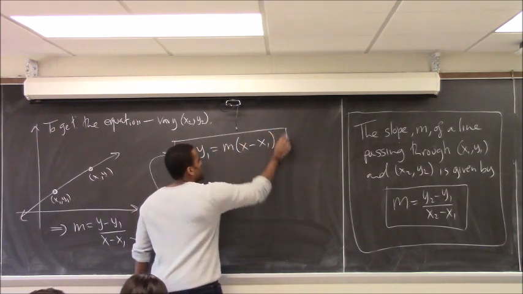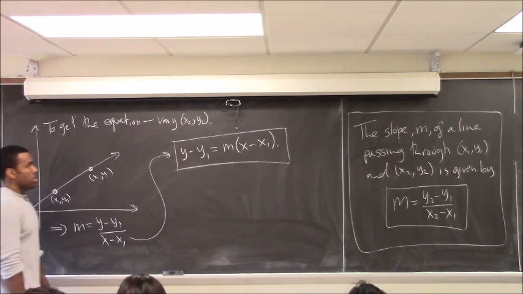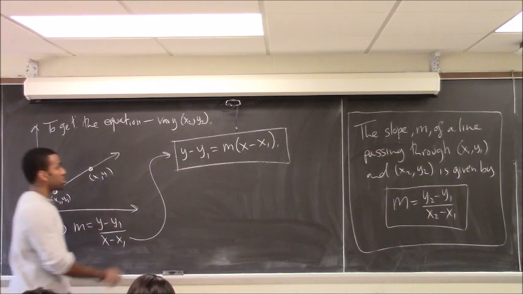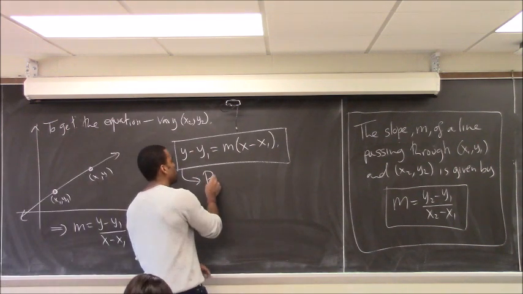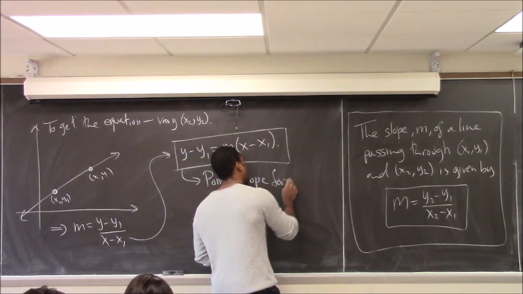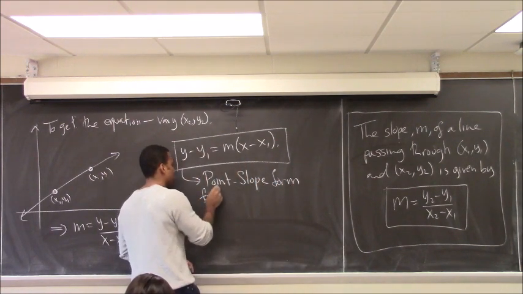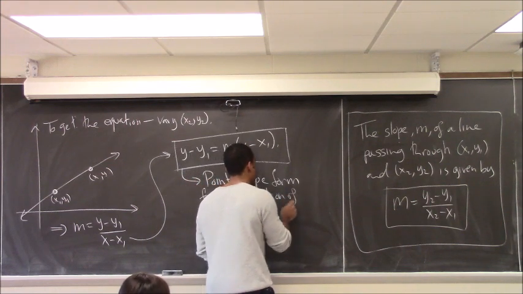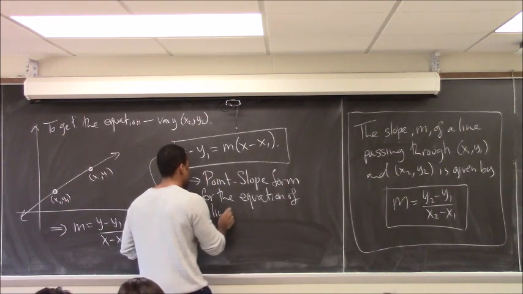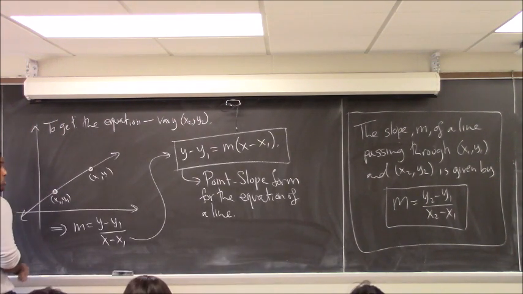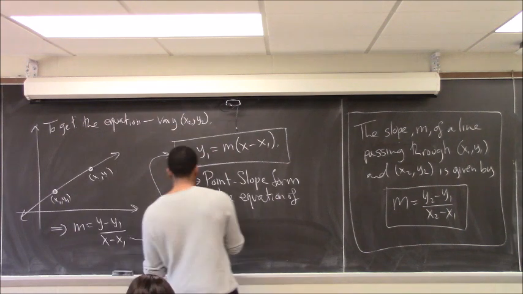This is the equation of a line. It gives you the x and y coordinate for a line passing through x1, y1 with slope m. This is called the point slope form for the equation of a line. And as the name suggests, use it when you know a point and the slope.